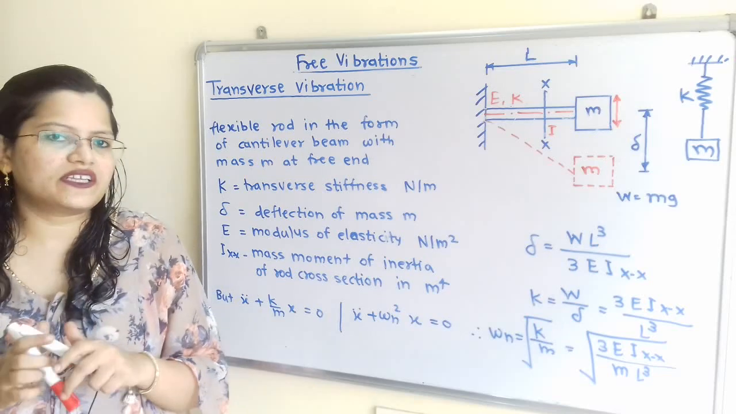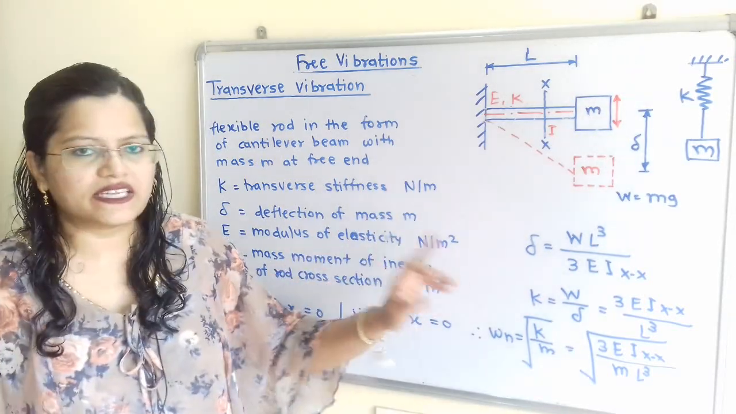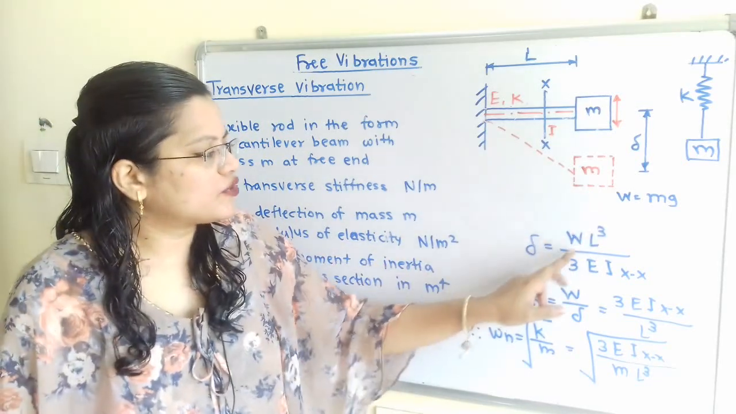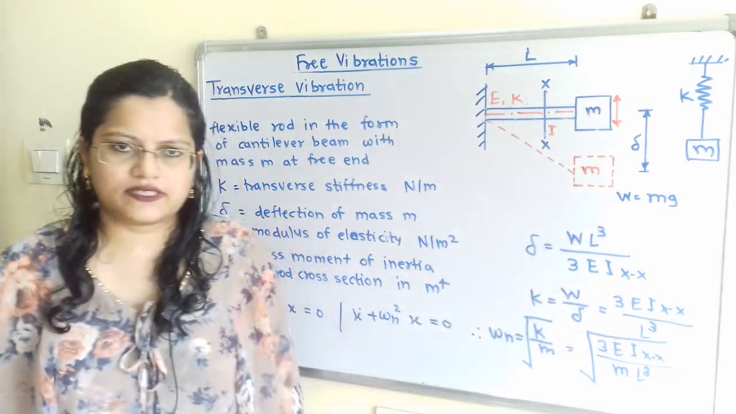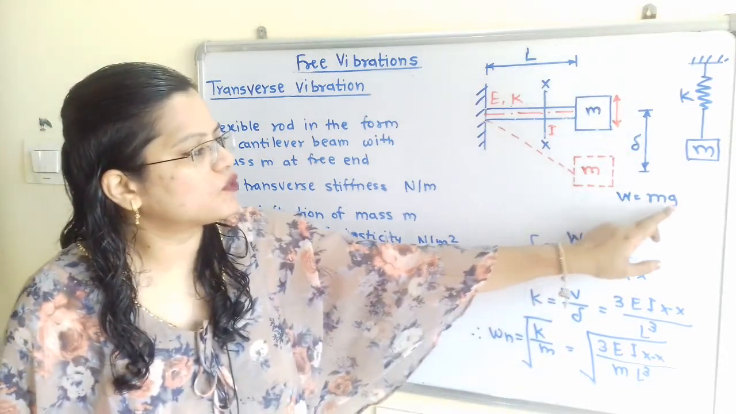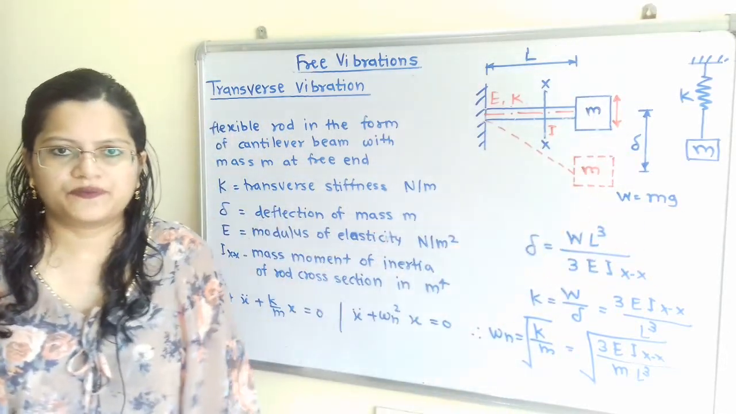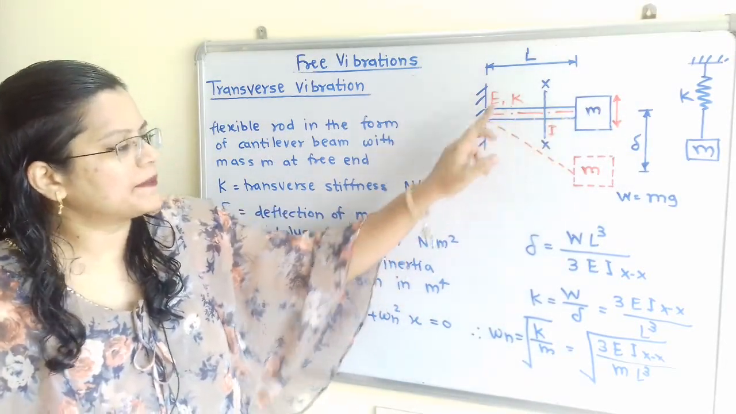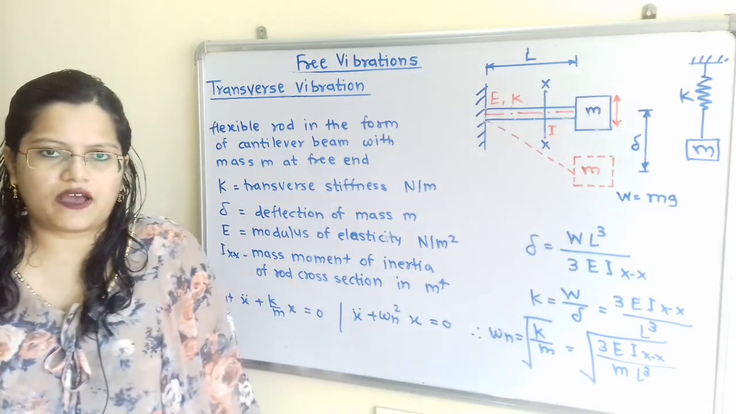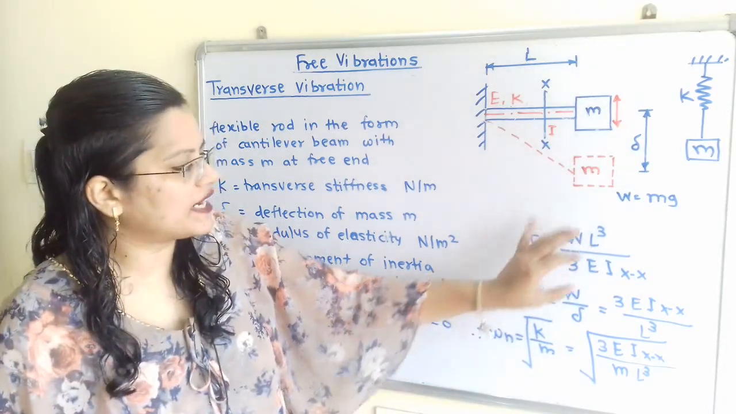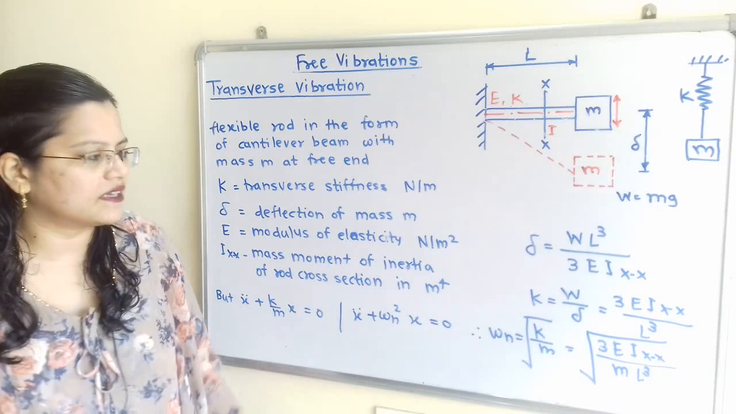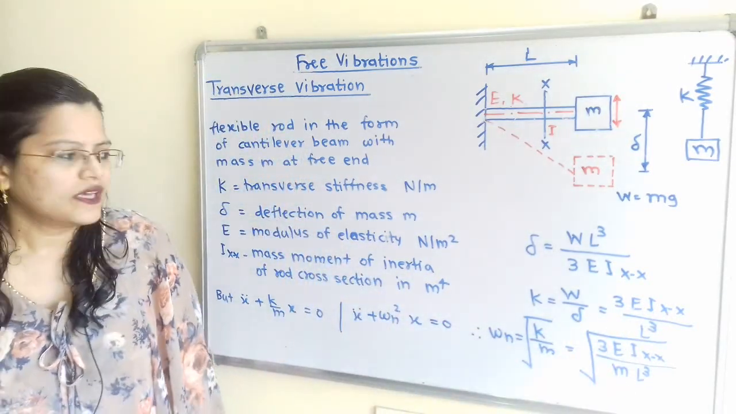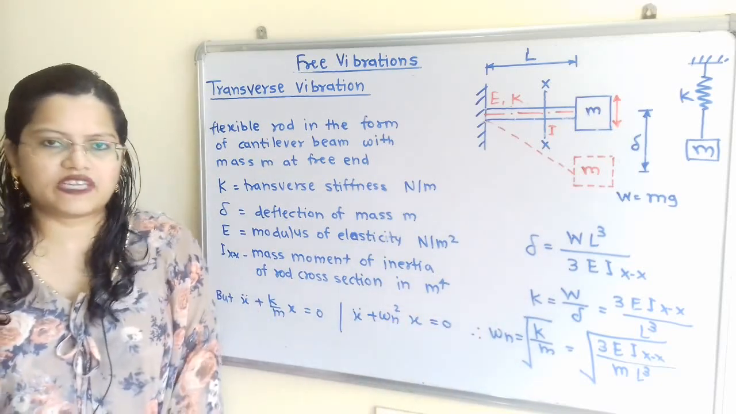Now how can we write the formula? We know that for a cantilever beam the deflection delta is equal to WL cube by 3EI_XX. Now what is this W? W is equal to mg. So m is present here. Now we can write the stiffness K for this cantilever beam is equal to W by delta. So when we put the value of delta, this W gets cancelled and we can write here 3EI_XX by L cube. Now this is the formula for stiffness K.